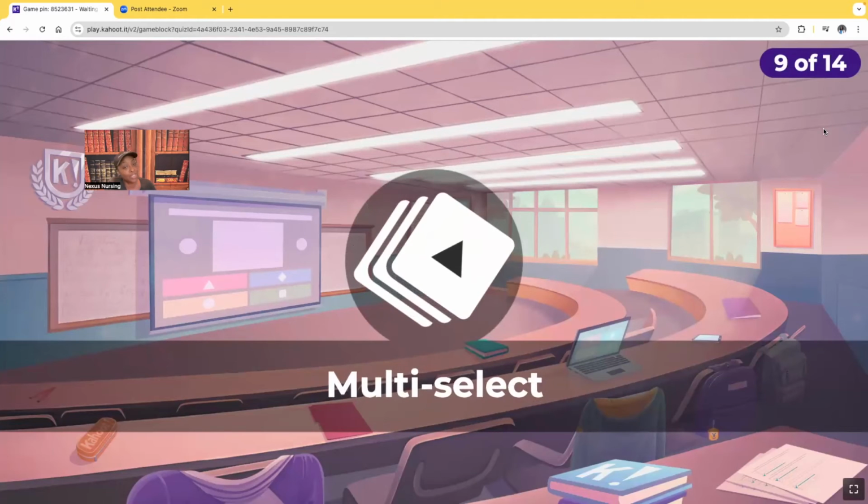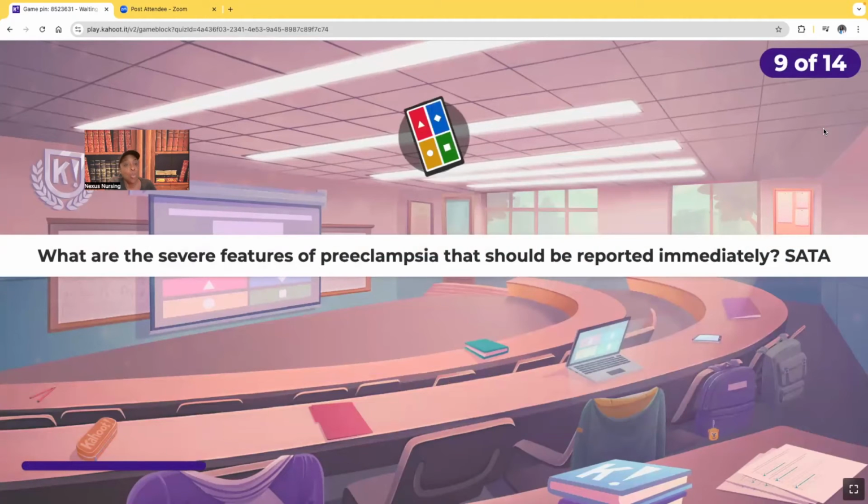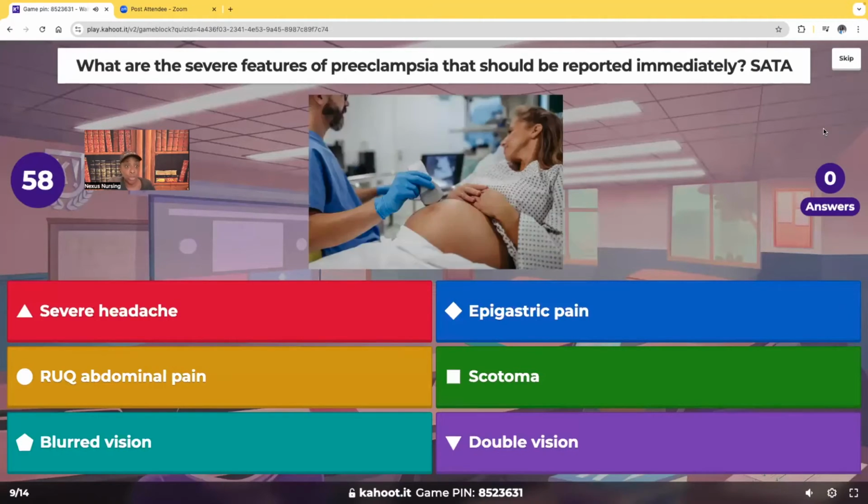Next question. Select all that apply. What are the severe features of preeclampsia that should be reported immediately? You're going to teach your patient to report immediately, or you as a nurse, if you note this in your patient, you're going to report that to the healthcare provider immediately. Here are the options: severe headache, epigastric pain, right upper quadrant abdominal pain, scotoma, blurred vision, double vision. What are the severe features of preeclampsia that should be reported immediately? Select all that apply.